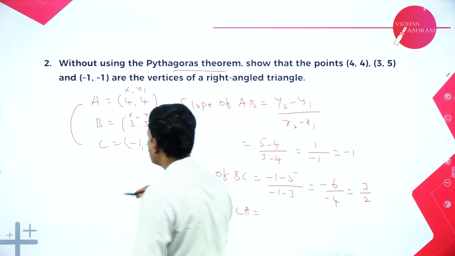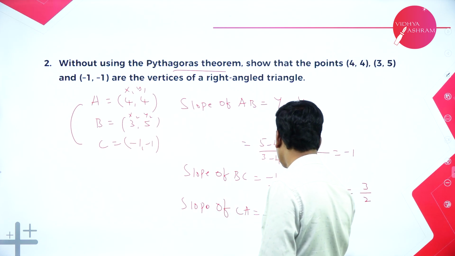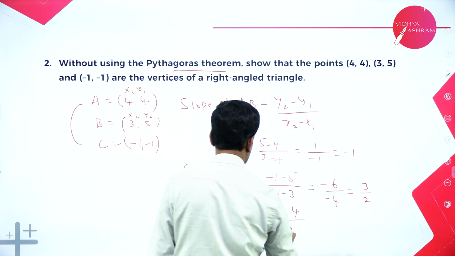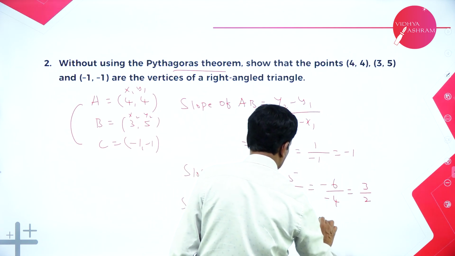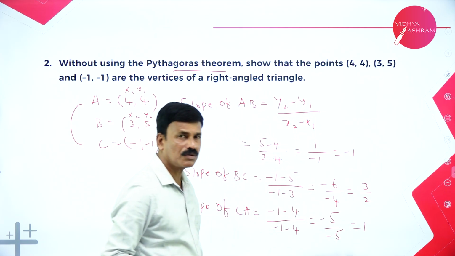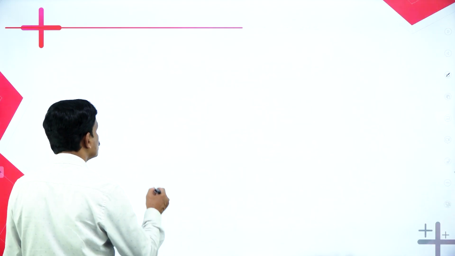CA, these two: x1, y1, x2, y2. That is equal to minus 1 minus 4 divided by minus 1 minus 4. That's equal to minus 5 by minus 5, which is also equal to plus 1. Now, just multiply the slope of AB and the slope of CA.